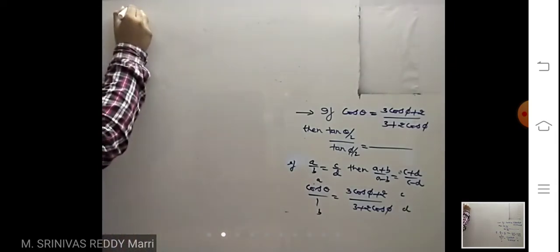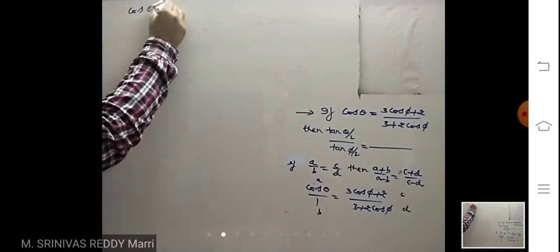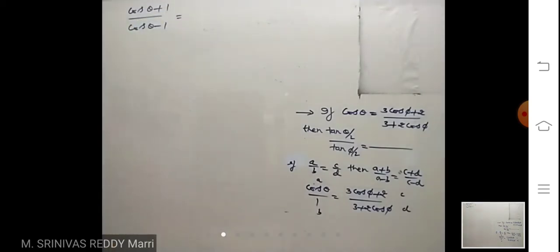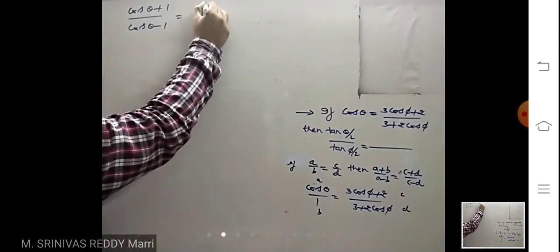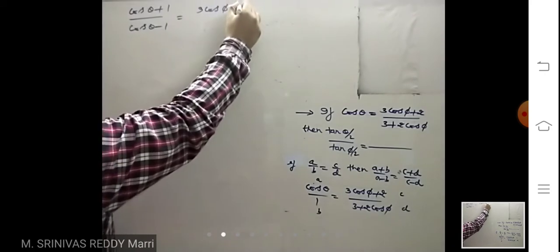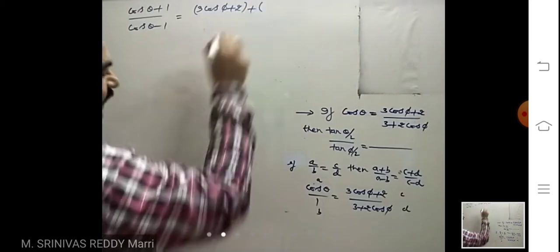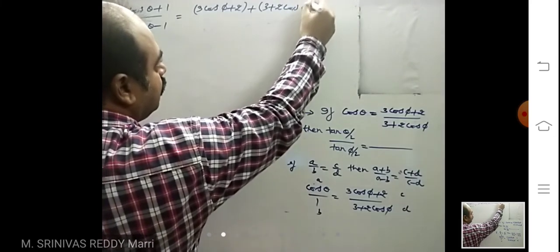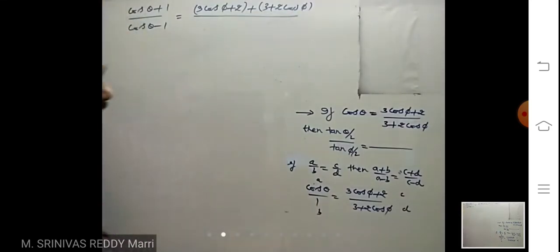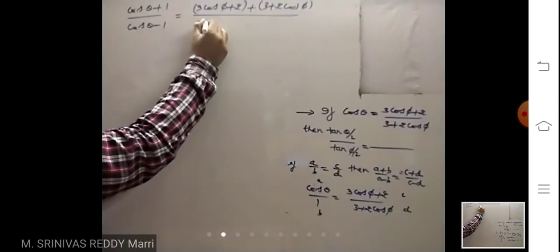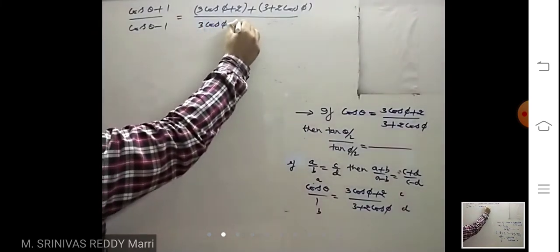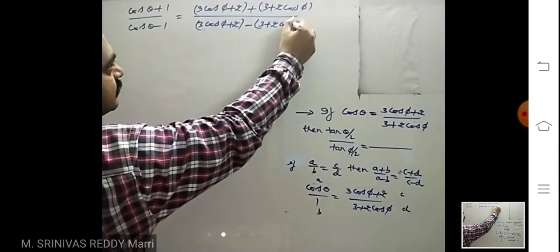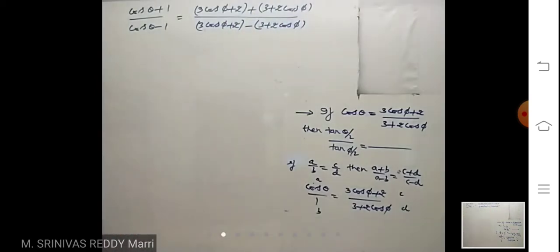That means cos theta plus 1 divided by cos theta minus 1, A plus B by A minus B, equals C plus D, that is 3 cos phi plus 2 plus 3 plus 2 cos phi, divided by C minus D, that is 3 cos phi plus 2 minus 3 plus 2 cos phi. Right? I have just written componendo and dividendo.